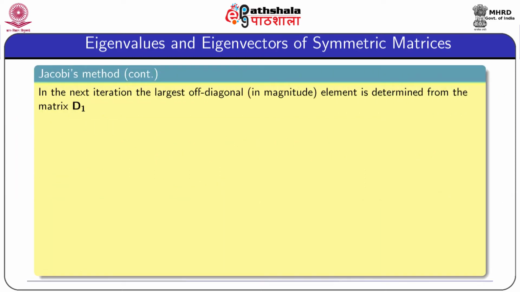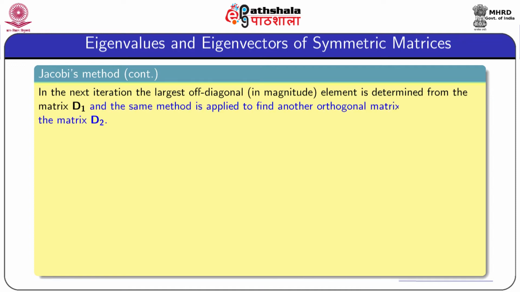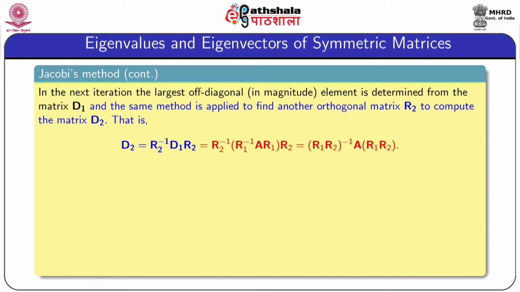In the next iteration, the largest off diagonal element in terms of magnitude is determined from the matrix D1, and the same method is applied to find another orthogonal matrix R2 to compute the matrix D2. That is D2 equal to R2 inverse D1 into R2, where R2 is the next orthogonal transformation matrix, D1 is the first iterated matrix and D2 is the new iterated matrix. By substituting the values of D1, we get R2 inverse into R1 inverse AR1 into R2, that means R1 inverse AR1 is nothing but the value of D1, and this expression can be written as R1 into R2 whole inverse into A into R1 R2.